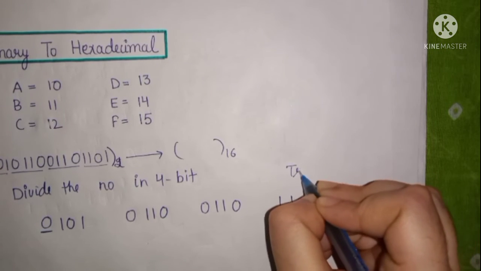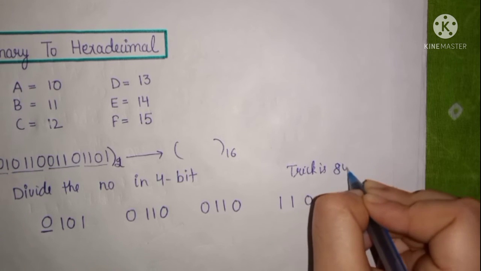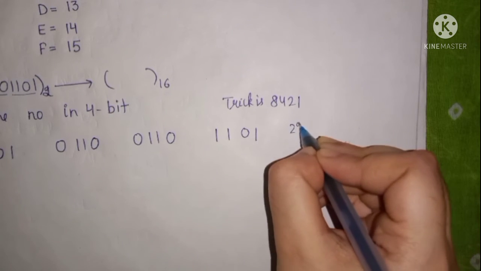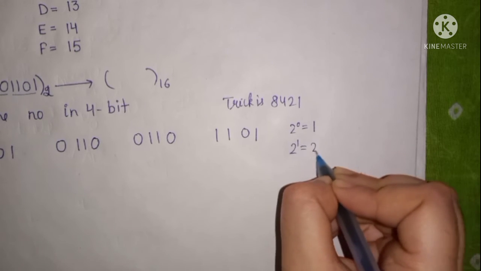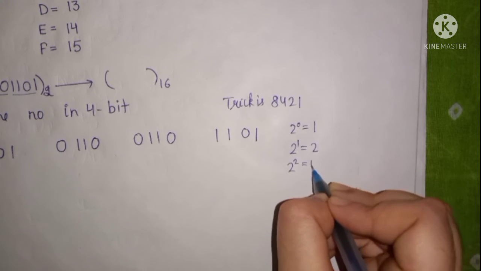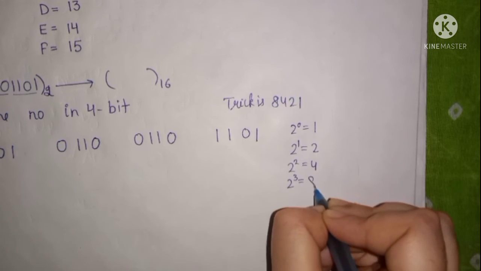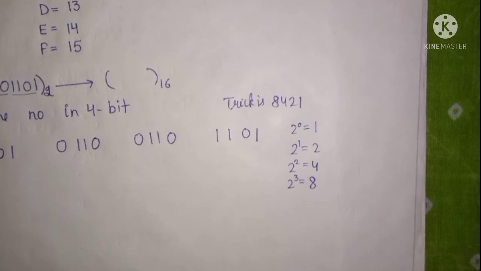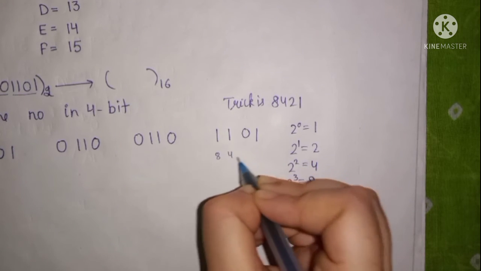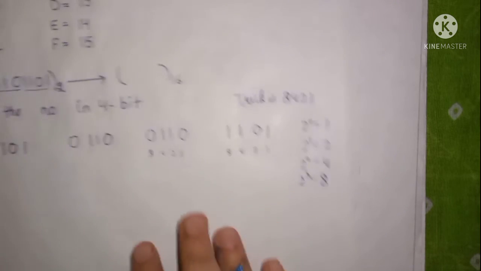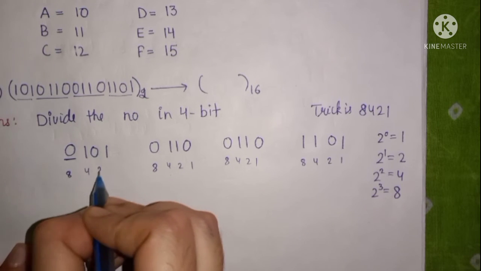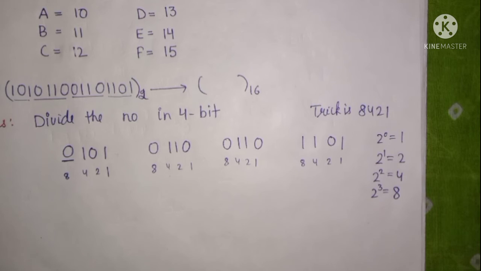So the trick here is 8 4 2 1, right? The same criteria: 2 raised to the power 0 equals 1, 2 raised to the power 1 equals 2, 2 raised to the power 2 equals 4 and 2 raised to the power 3 equals 8. It is 4-bit, that's why we write 8 4 2 1. So just remember 8 4 2 1. Okay, write it down: 8 4 2 1, 8 4 2 1, 8 4 2 1 and 8 4 2 1. Same condition we will apply.